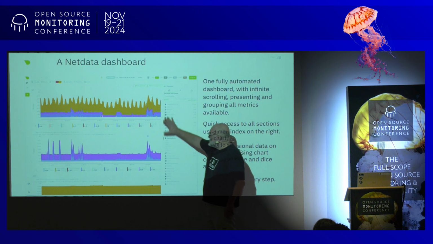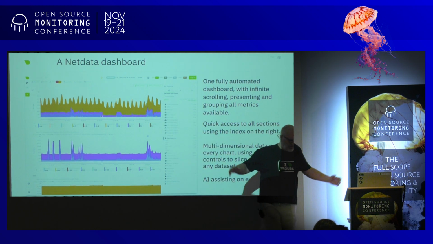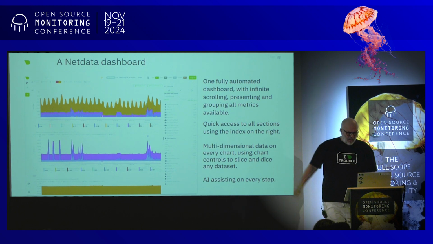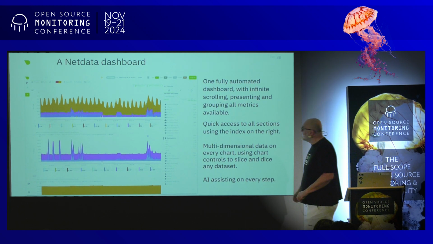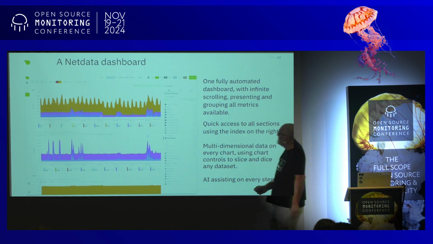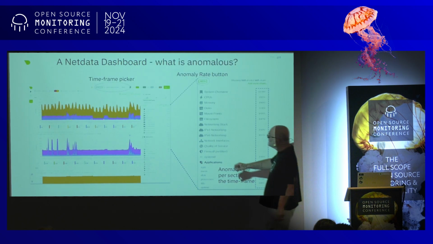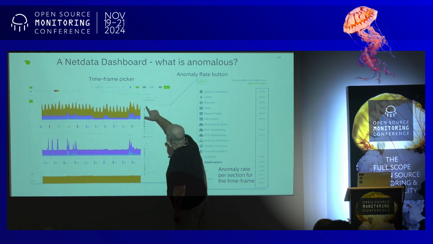Now, this is a Netdata dashboard. There is a table of contents here where all your applications and charts and whatever you have are related. There is a button there. Where is it? I don't see it. Sorry, guys. This button, it's there. I think it's there.